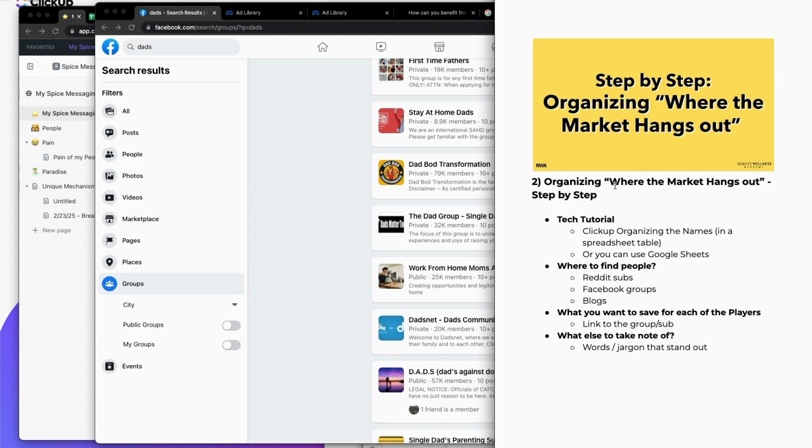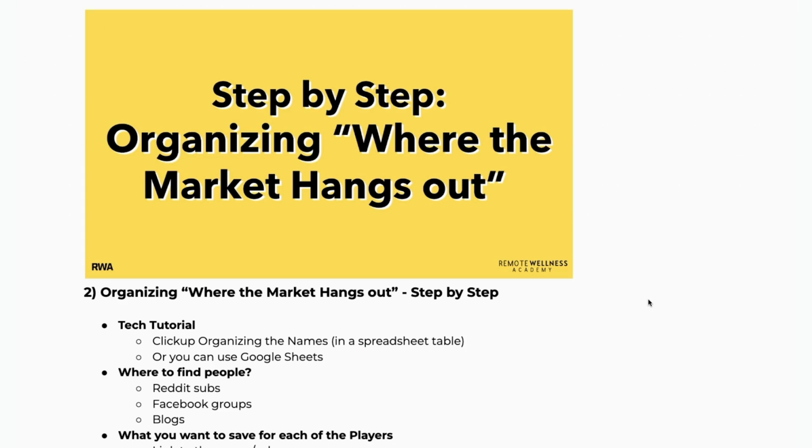With that being said, we're going to go ahead and cut back over to the main training. All right, welcome back from that quick mini training about organizing where the market hangs out.